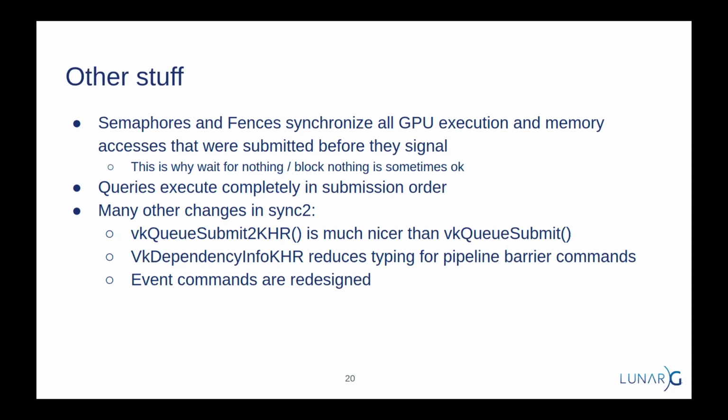And then some other stuff. As I mentioned before, semaphores and fences synchronize all GPU execution and memory. And this is why the wait for nothing and block nothing barriers are often okay. So if you end your last barrier with a wait for nothing, then the semaphore or fence will still wait for all the GPU operations before signaling. So that's why you can get away with those wait for nothing sometimes.